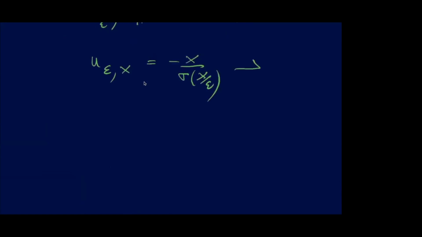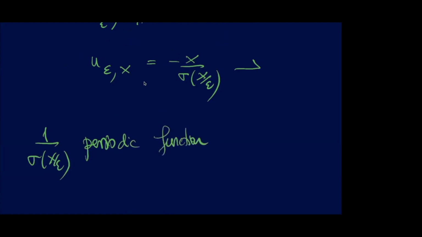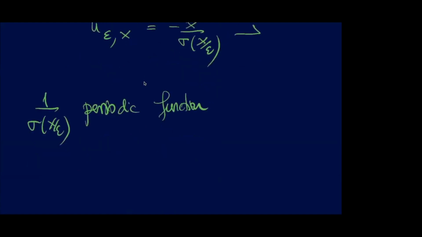I have to pass to the limit here. And what I'm doing, basically 1 over sigma x over epsilon, right, is a periodic function. But this periodic function now is not anymore sigma, right? It is rho, which is 1 over rho x, over sigma x.